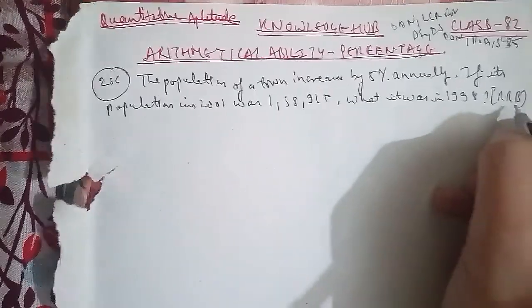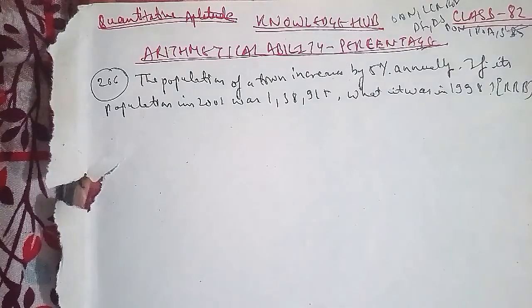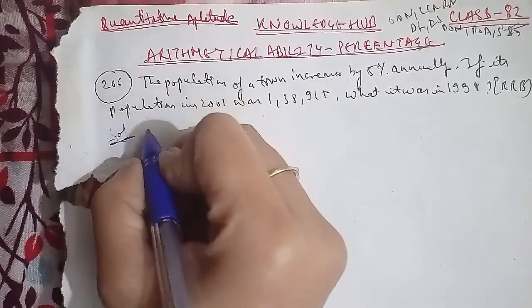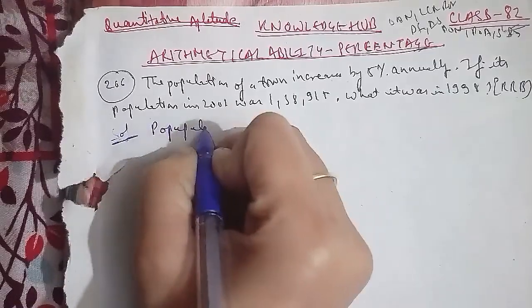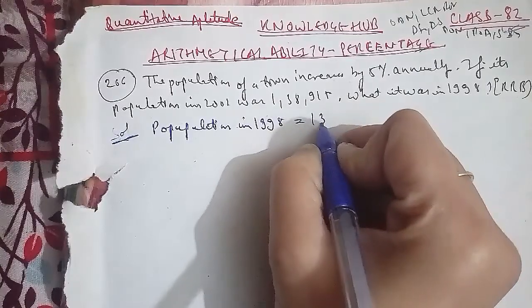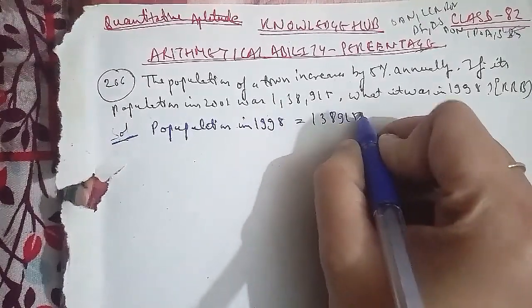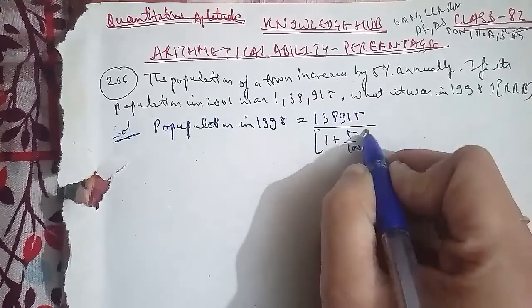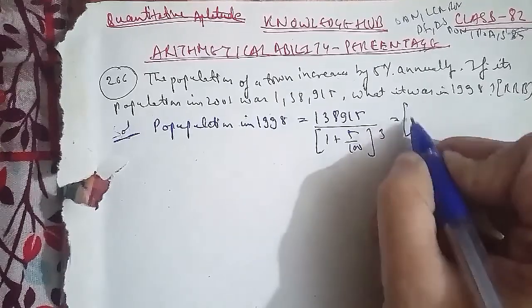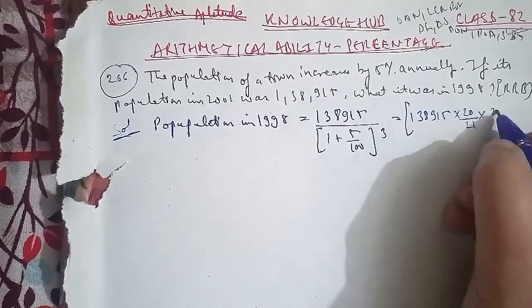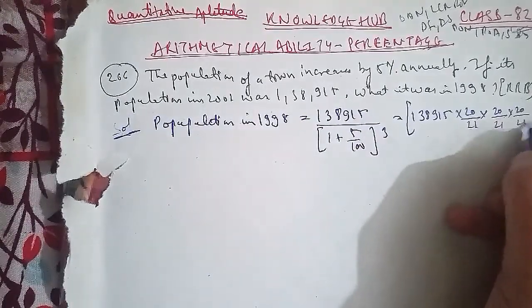So the population in 1998 equals 1,38,915 upon (1 plus 5 upon 100) cubed, which equals 1,38,915 into 20 upon 21, 20 upon 21 and 20 upon 21, which equals 1,20,000. That is the answer here.